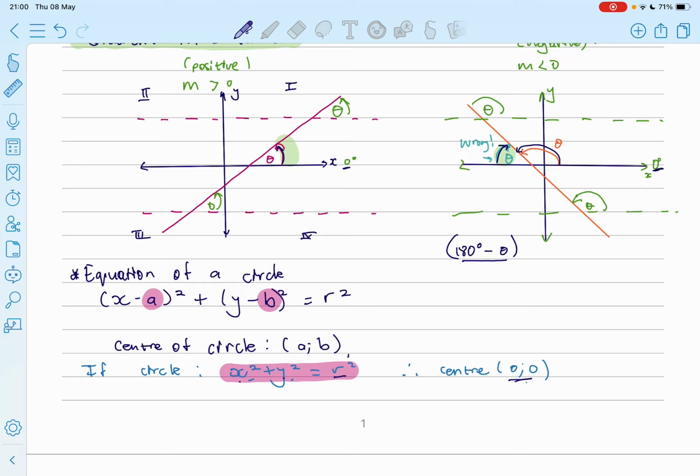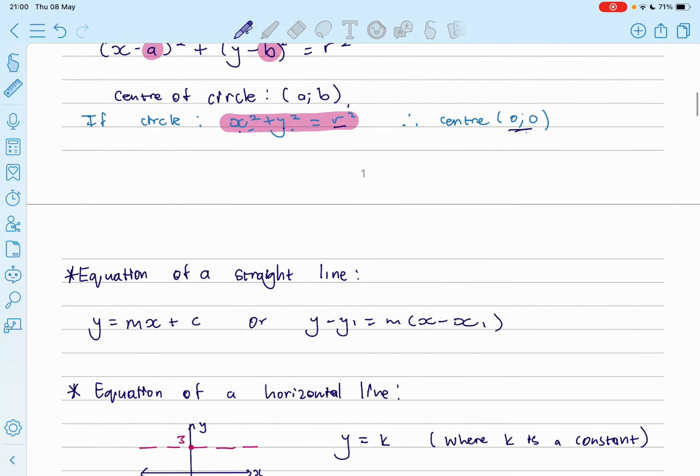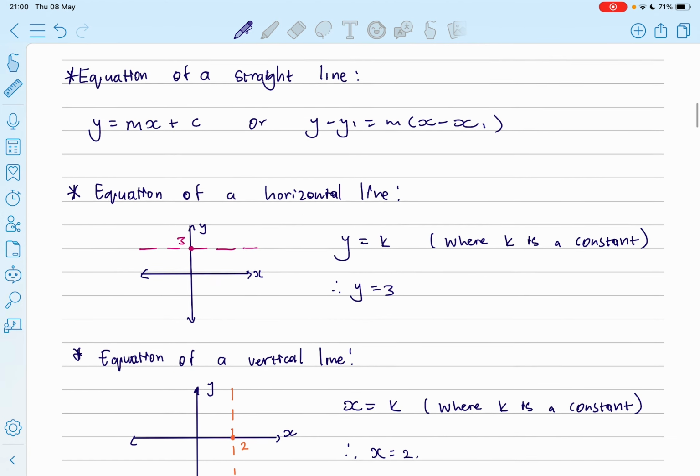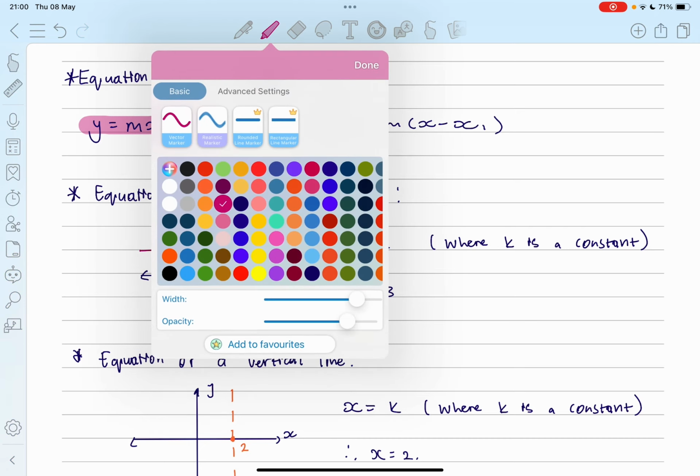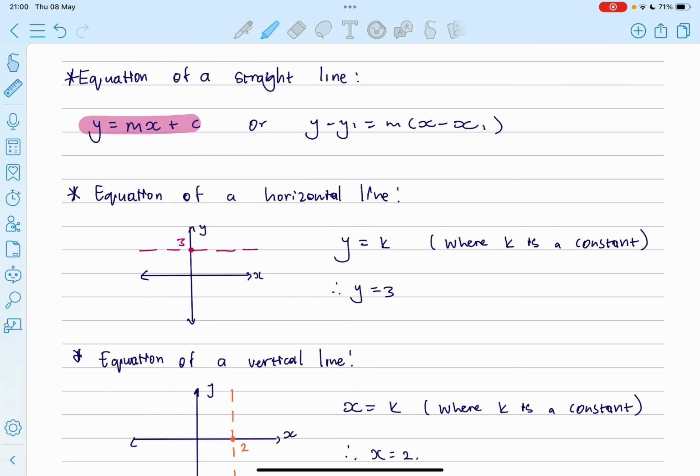Okay, that's it for the equation of a circle. Next is looking at the equation of a straight line. So when it comes to calculating the equation of a straight line, there are two methods. The first one is the one most people prefer, which is this one. And then there is that other one over there.